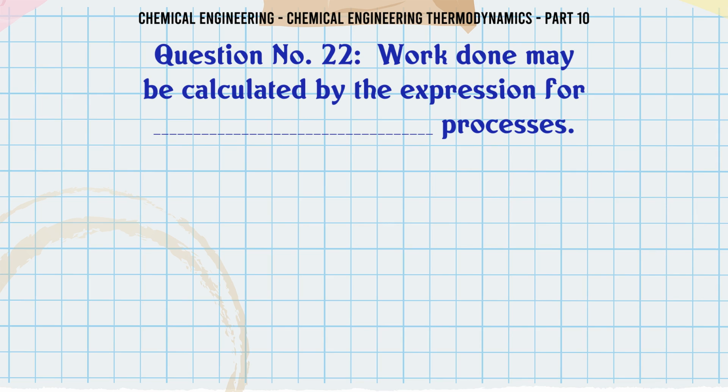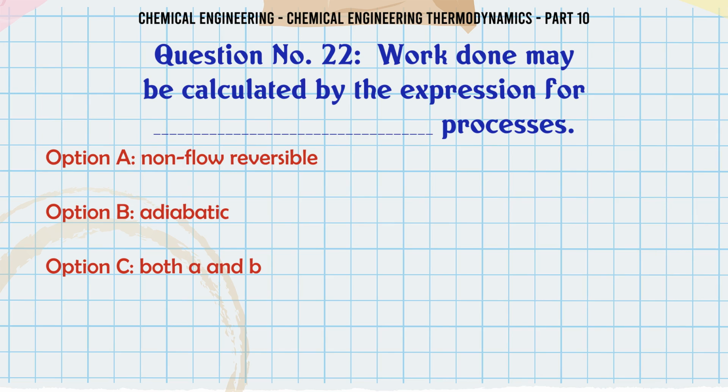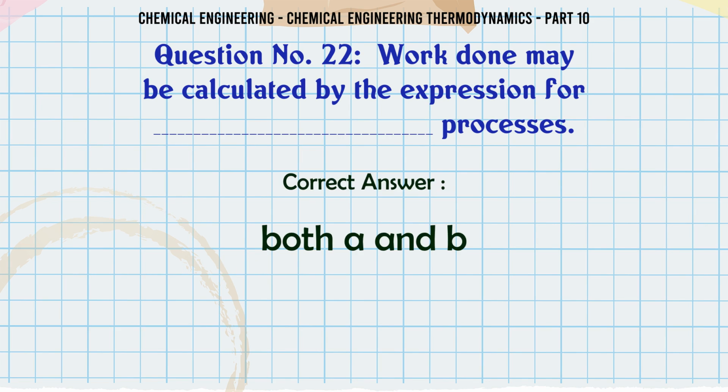Work done may be calculated by the expression integral of P dV for which processes? A. Non-flow reversible. B. Adiabatic. C. Both A and B. D. Neither A nor B. The correct answer is both A and B.